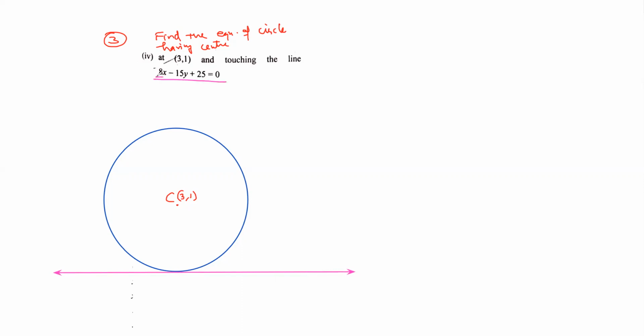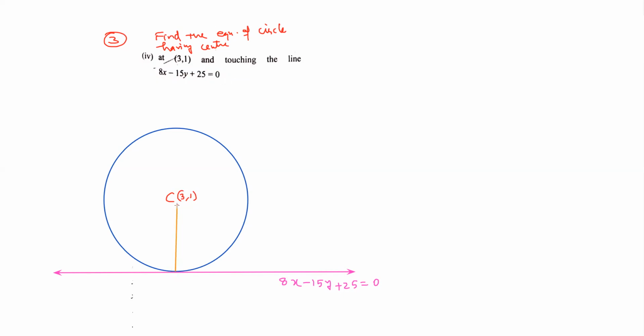So please understand that this equation is a linear equation in x and y. All those equations which have x power 1, y power 1 are equations of straight lines. So they say the circle which has center at 3, 1 is touching the line 8x minus 15y plus 25 equals 0. So this is the line which the circle is touching. So what is this? This line is the tangent.